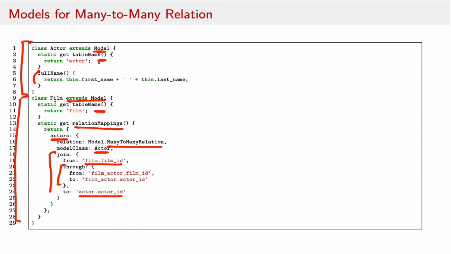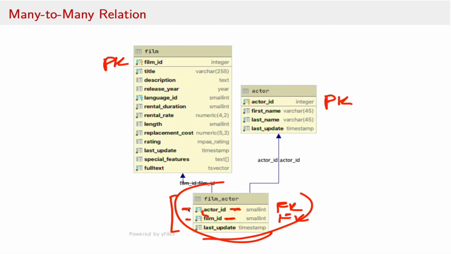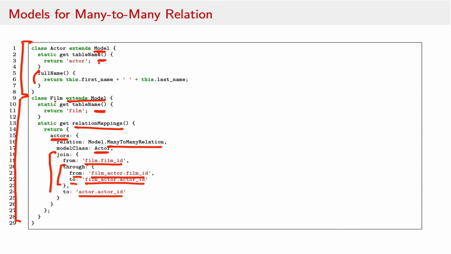So the through also has a from and a to, and here we're saying filmActor.filmID and filmActor.actorID. So those 2 fields, those 2 columns are these 2 columns, right? FilmActor actor ID, FilmActor film ID. And with that information then, Objection has sufficient data about our data structure in the database to be able to construct queries that will join together film and film actor and actor to be able to fetch lists of actors for a film and satisfy this relation mapping.